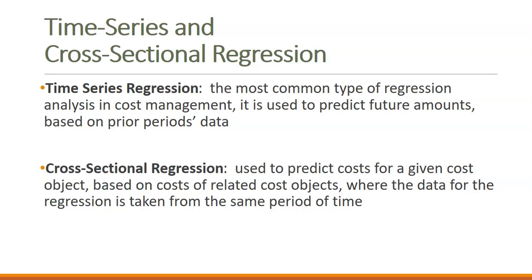We also have time series and cross-sectional regression analysis. Time series regression is the most common type of regression analysis in our cost management. This is where we use previous or historical information to predict future information. Cross-sectional regression is used to predict costs for a given cost object based on costs of related cost objects.